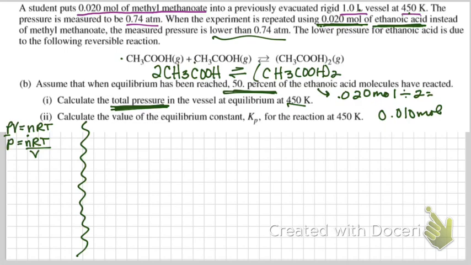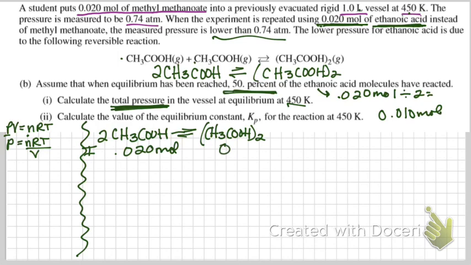Okay. So, 2CH3COOH reacts, and we get CH3COOH together. Initially, I have 0.02 moles of this, and I have 0 moles of that. For the change, this will decrease by 2x, right, because of that coefficient, and this will increase by a value of x, because these change proportionately to one another.